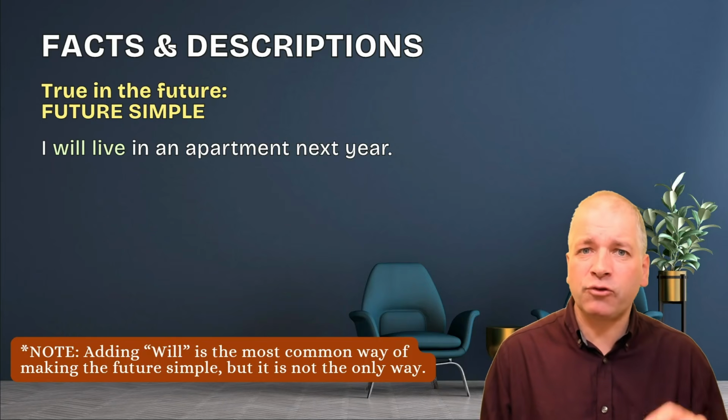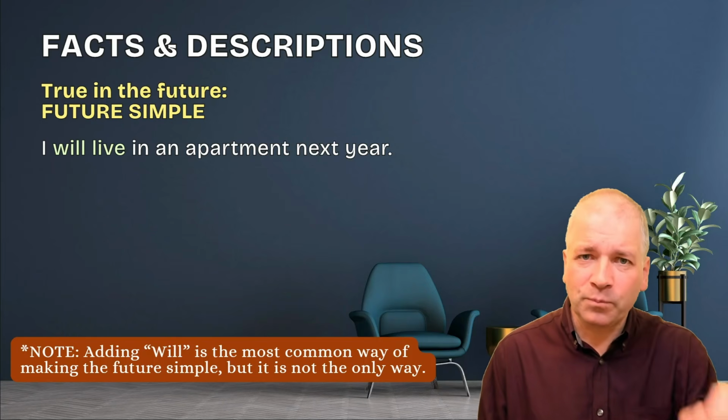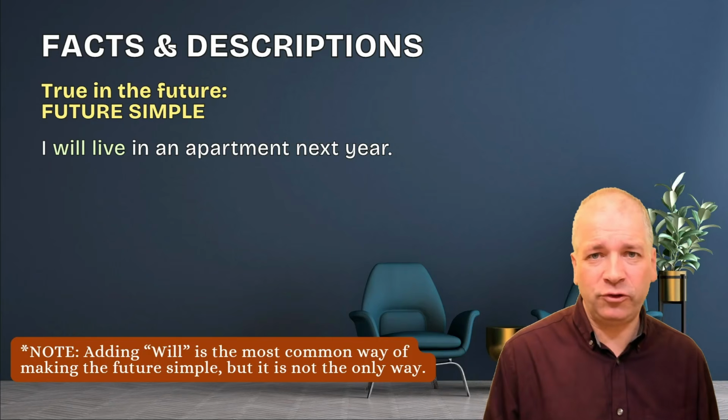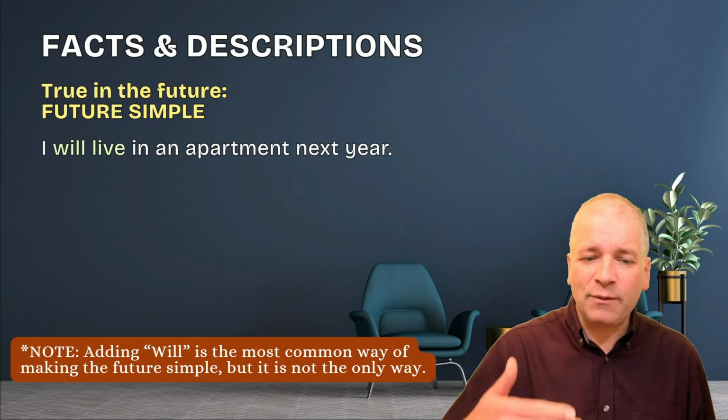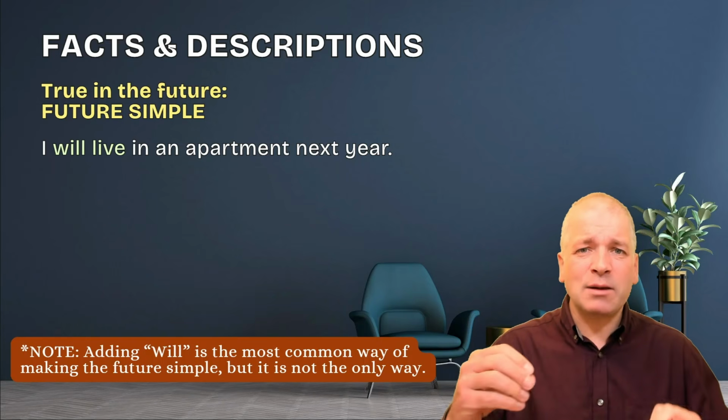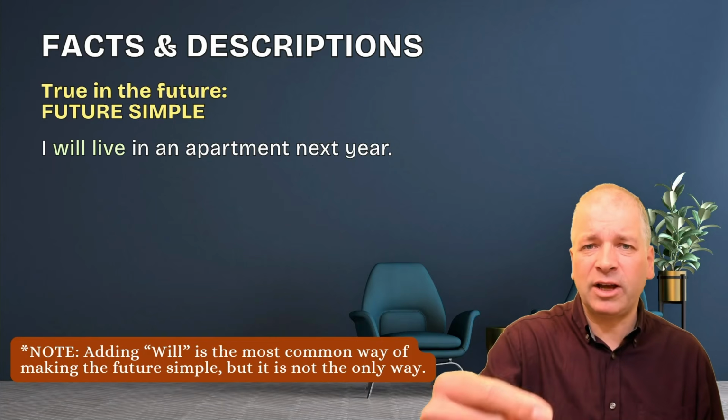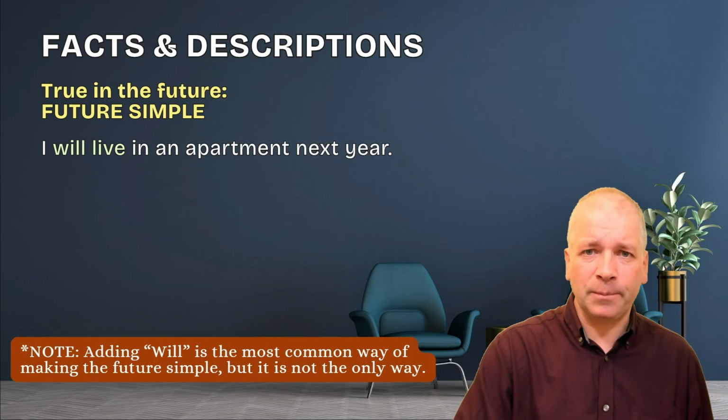If something is true in the future, or you expect it to be true in the future, then at a simple level, we'll use will. I will live in an apartment next year. That's telling someone this is my expectation of the future next year.